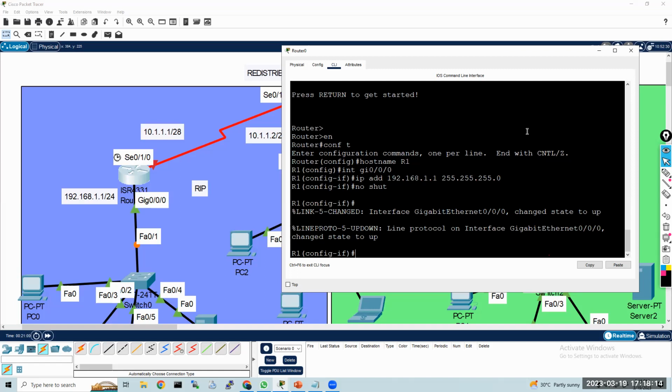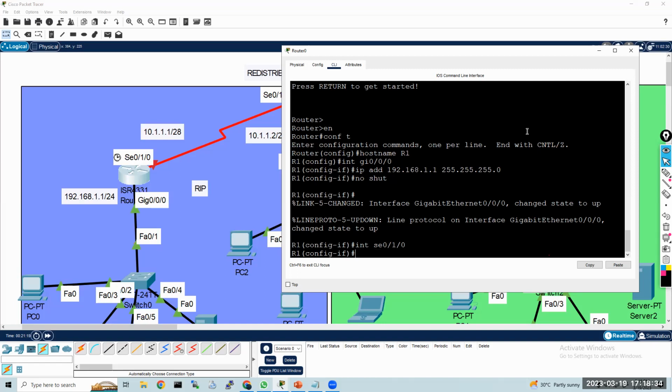Go to the interface SE010. It's a bit slow, maybe because I'm controlling from the other side. I'll wait for you, madam. Don't worry. So we should add the network, or this one is the IP address. Yes, just the IP address.